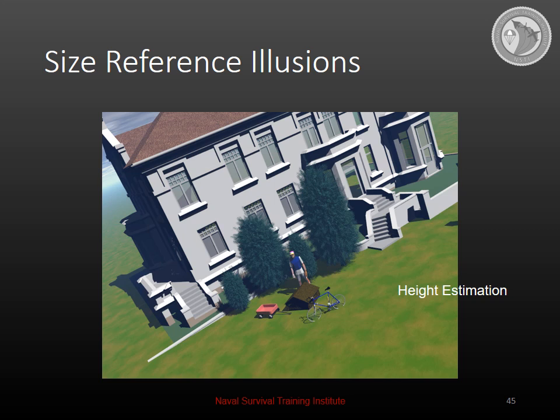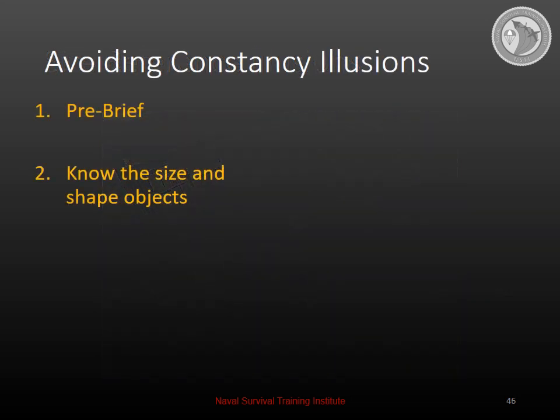Now again, silly example of things disappearing and reappearing, but this does illustrate the point that if you don't have other objects in that image to provide scale, height estimation based on a couple points of data could be faulty. So we avoid this by pre-briefing where we're going.